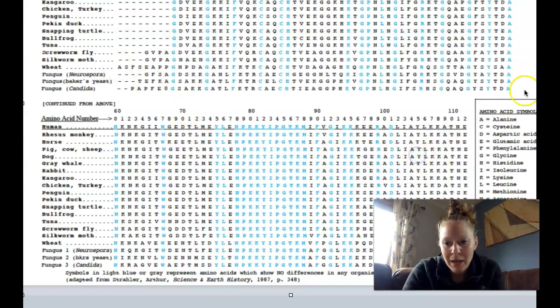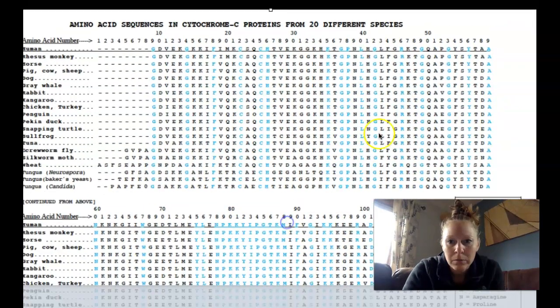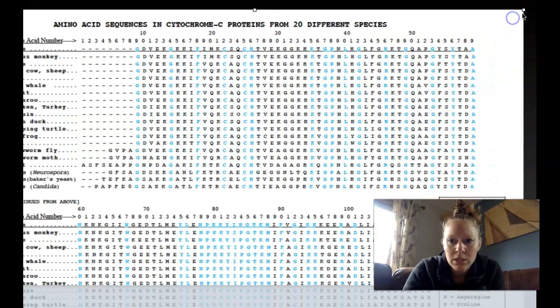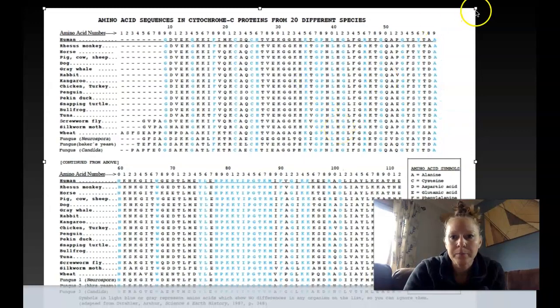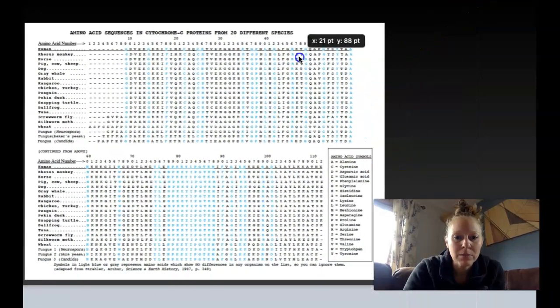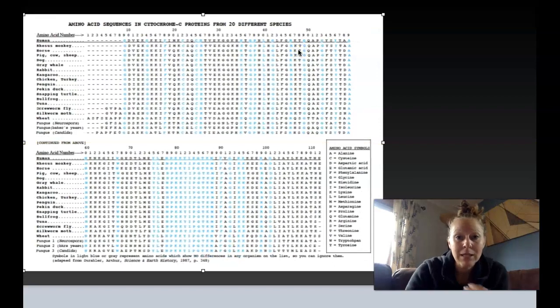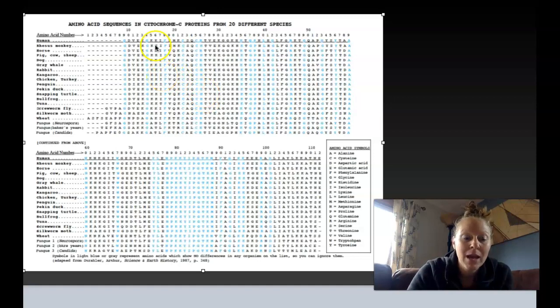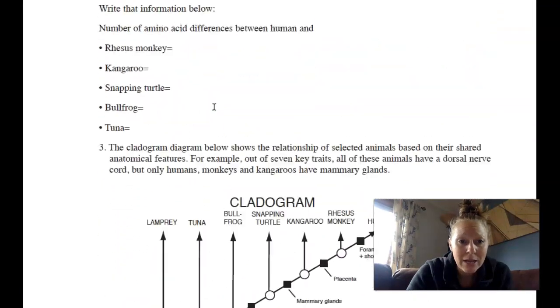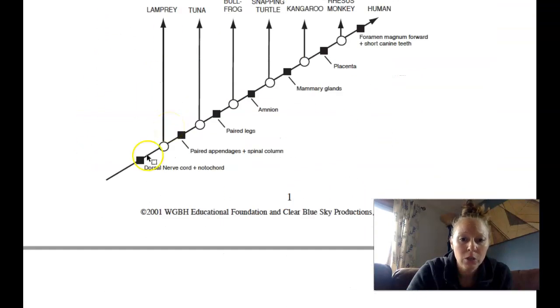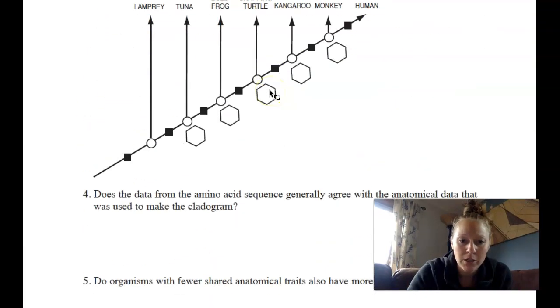Let me shrink this back down. We're going to use this sheet to find all of the differences of the organisms. You can do it online, but it'll be easier if you can print it out to find the number of differences of each of these organisms. When you have found all of the different numbers of differences in cytochrome C, go ahead and write those numbers here. You're going to write those numbers here. Oops, sorry, just kidding, right here.